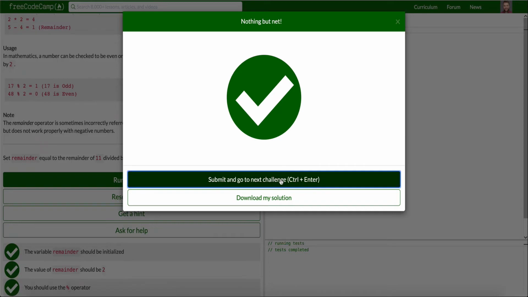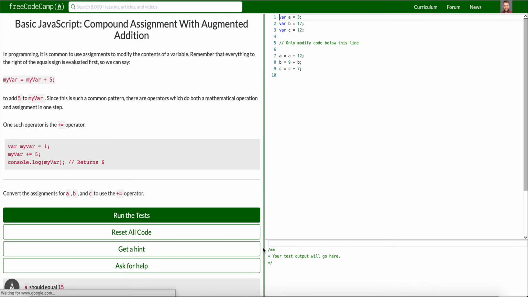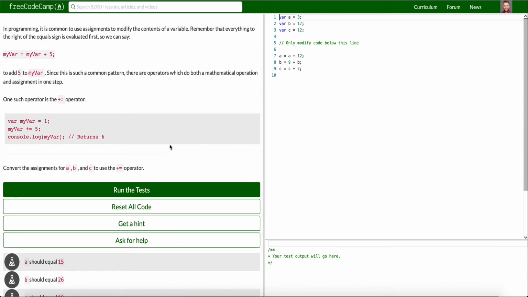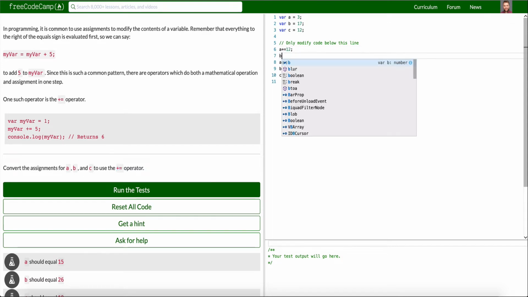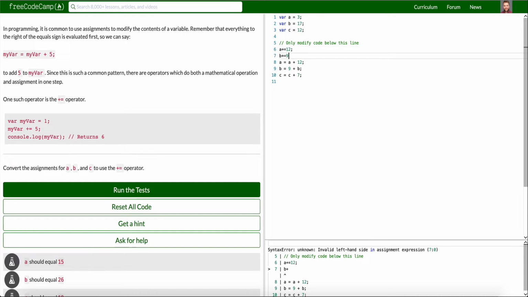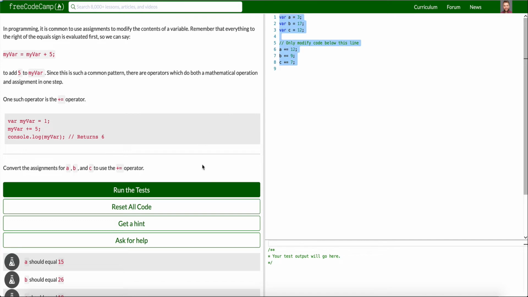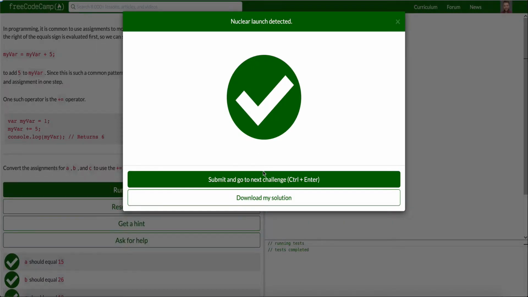Good to go. All right, next one, compound assignment with augmented addition. Convert the assignments for a, b, and c to use the plus equals operator. So this is the same as doing a equals a plus, right? So we'll just change these out. We'll just do a plus equals 12, b plus equals 9, and c plus equals 7. Then I'll just clean this up a little bit. Go ahead and run that.